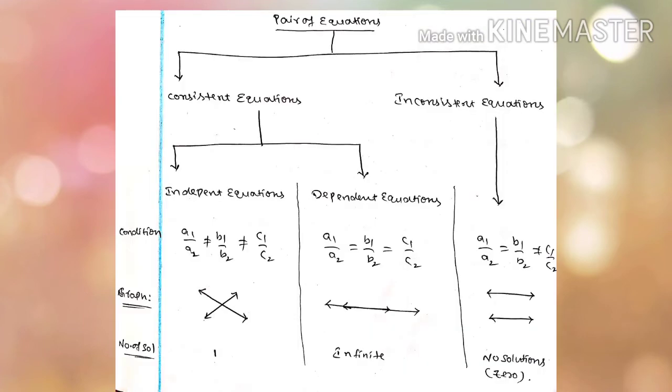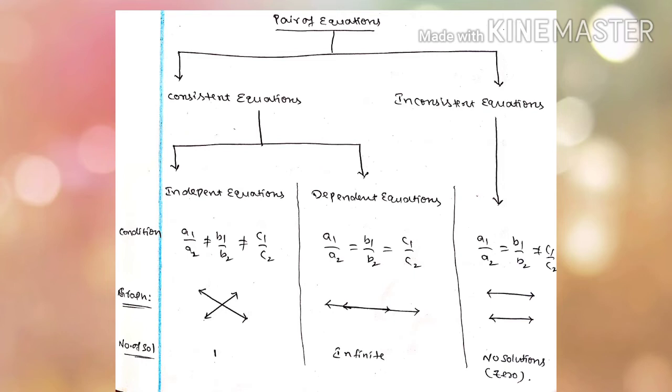Pair of equations can be classified into two types: consistent equations and inconsistent equations. Again, consistent equations can be classified into two types: independent equations and dependent equations. Right, overall we get three types of equations. One is independent equations, second is dependent equations, and third is inconsistent equations.